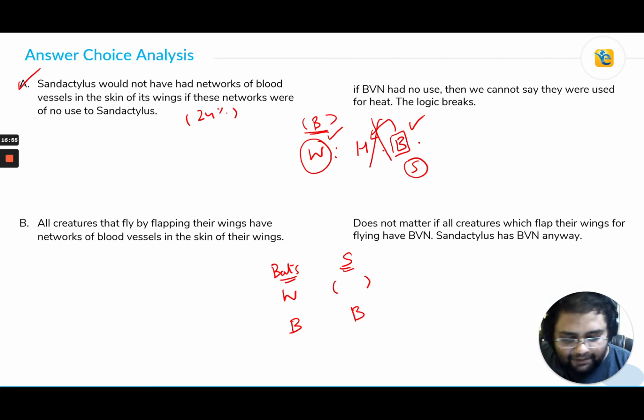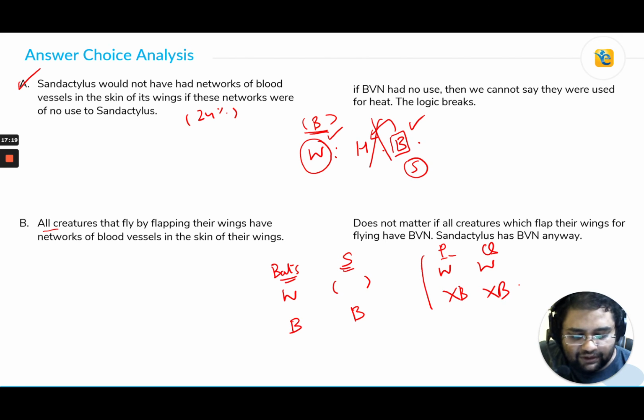Now option B, if you negate, what does it tell us? Not all creatures that fly by flapping their wings have a network of blood vessels. Or in other words, there may be some creature that is P or Q. There may be some other creatures or animals that are P or Q which fly by flapping their wings, so W is there, but these guys do not have blood vessel networks.